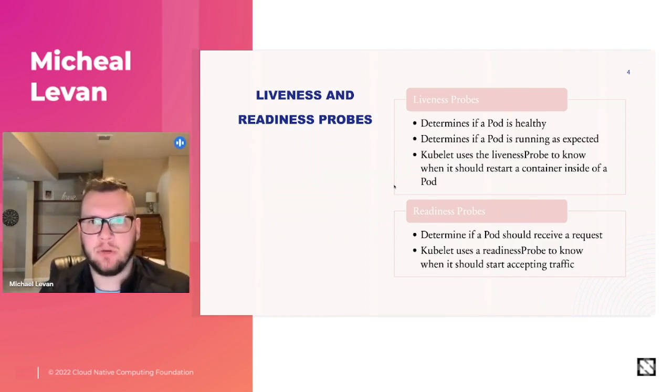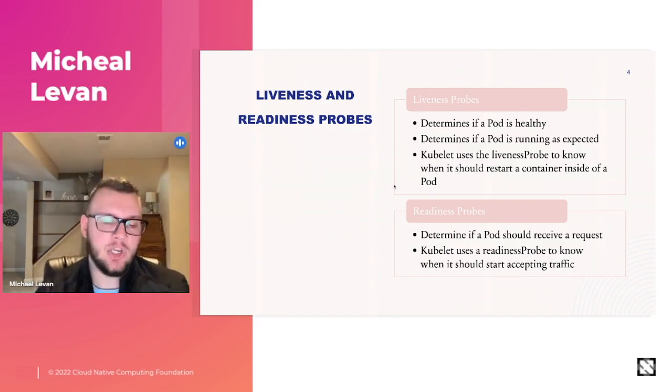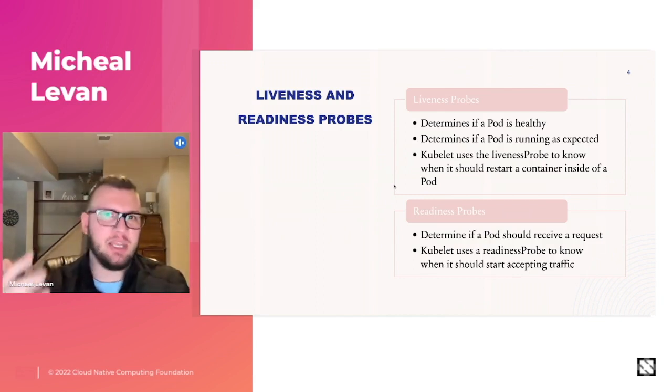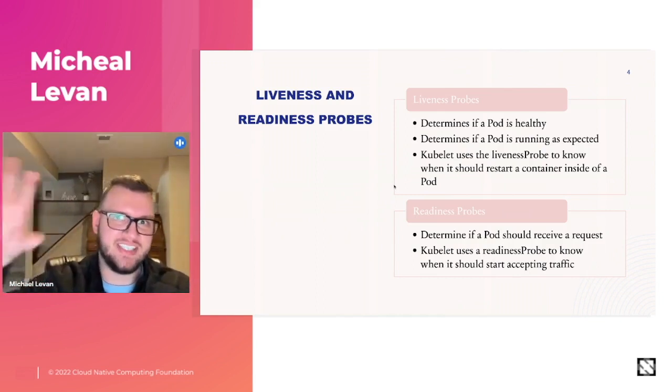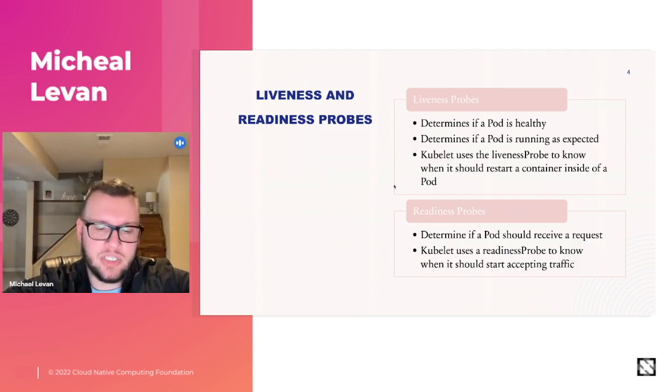So another thing that liveness probes do is they determine if a pod is running as expected, right? Again, this comes down to, okay, is it doing what it's supposed to be doing? And we could even take it back to VMware days where the virtual machine is up and running, right? But is it doing what it's supposed to be doing? There's a big difference between the thing is up versus is the thing doing what it's supposed to be doing, right? And the kubelet, which is the agent sitting on the worker nodes, comes into play here as well.